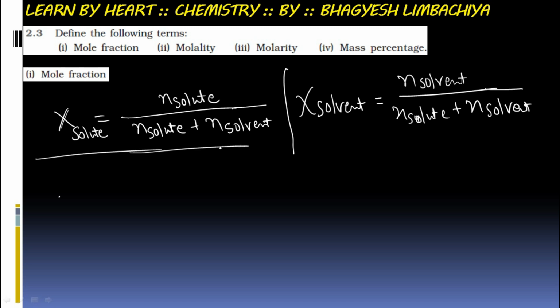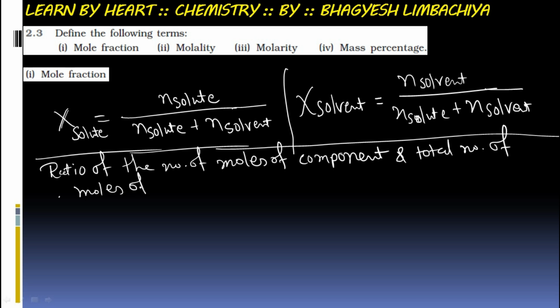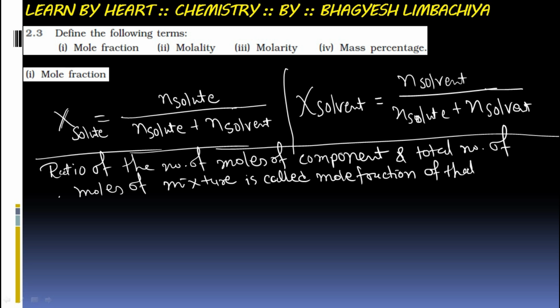So basically the definition of the mole fraction is the ratio of the number of moles of a component and the total number of moles of the mixture, and this is called the mole fraction of that component.